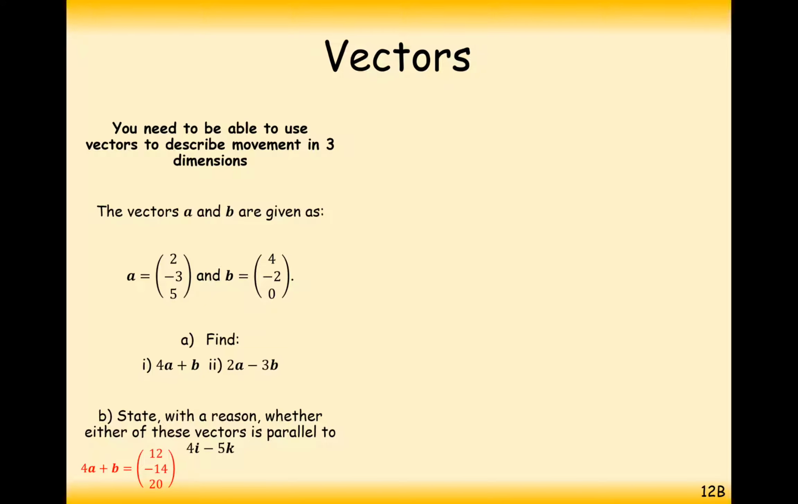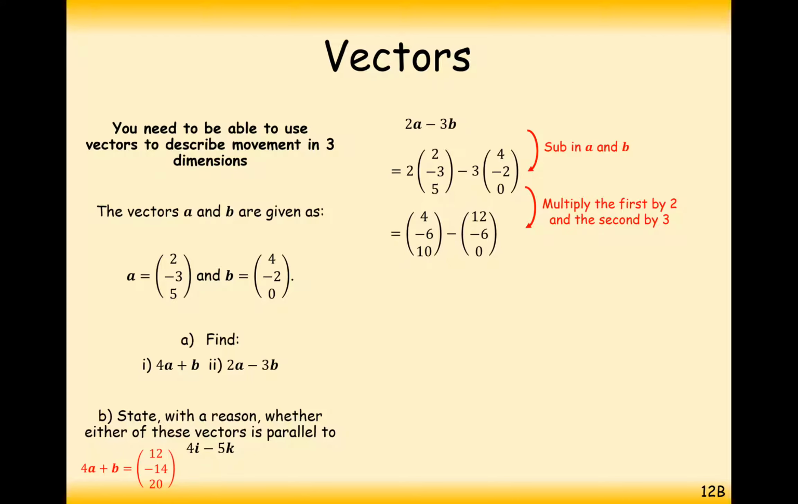For part ii, we're going to have to double the a coordinates, triple the b coordinates, and then do one take away the other. So 2 times the a coordinates and 3 times the b coordinates, and then subtract one from the other, just like it's asking us to in the question, and we get minus 8, 0, 10.